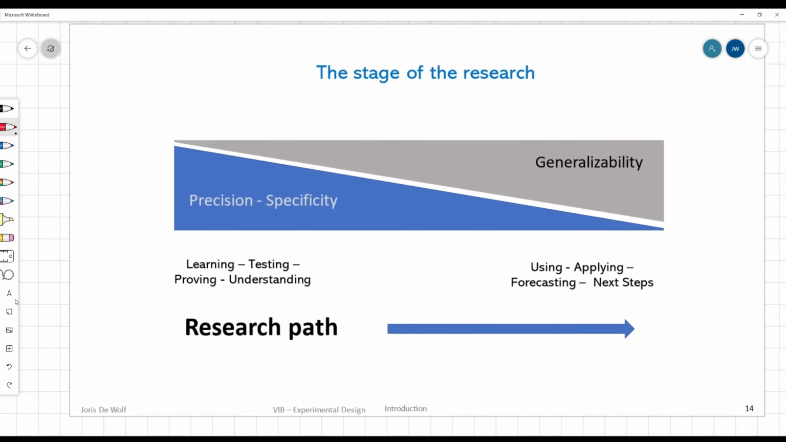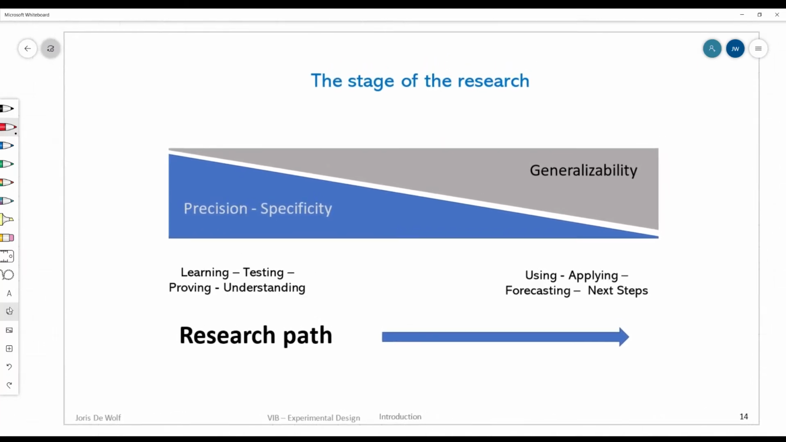One aspect that I would like to remind you about this context is this part, because it will also come back later in the course. And here I try to explain that any research is normally situated somewhere on a research path that starts with very early experiments, where you start to learn, where you try to understand things, where you try to prove some concepts, and therefore you often need precision and specificity.